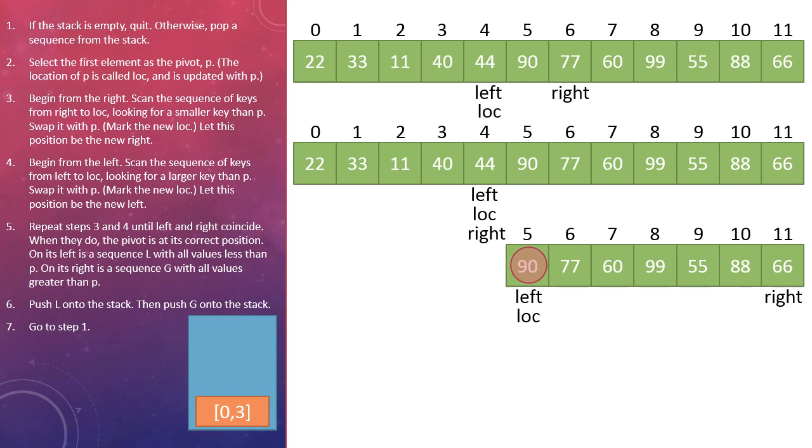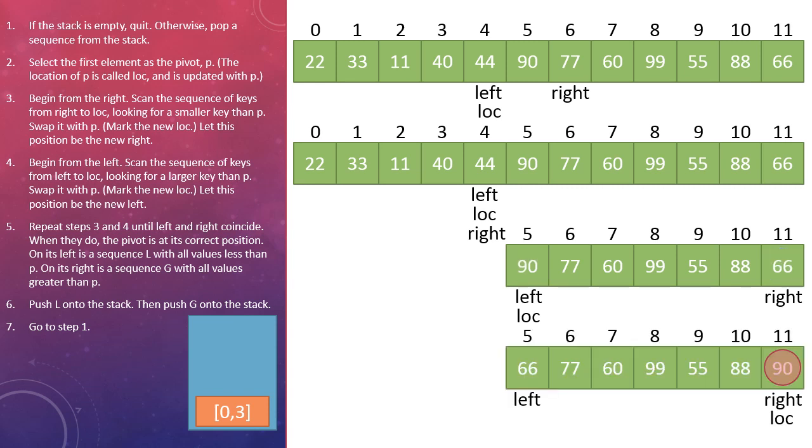Start scanning from the right, looking for a smaller element than 90. 66 is smaller. What do we do? Swap them. Now lock has been updated to 11.